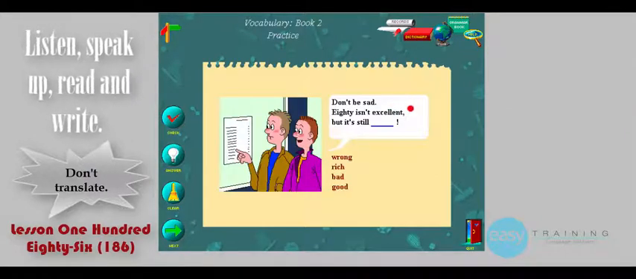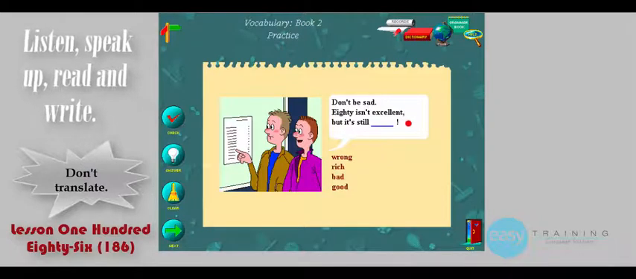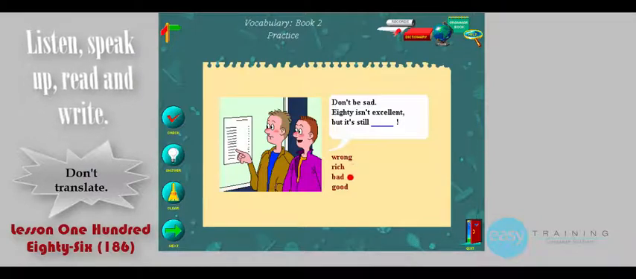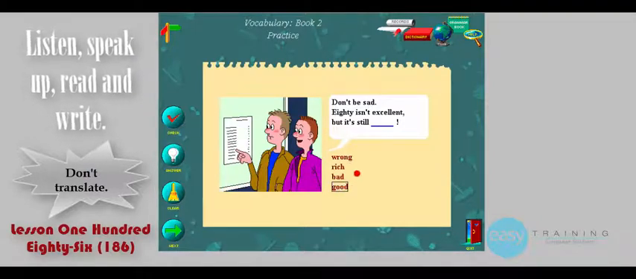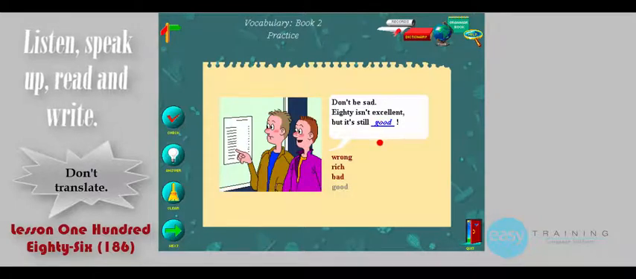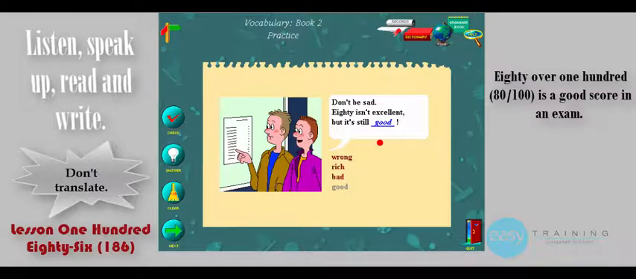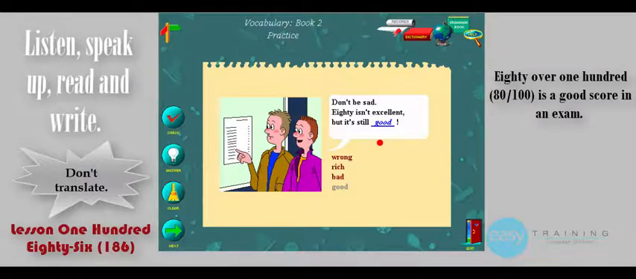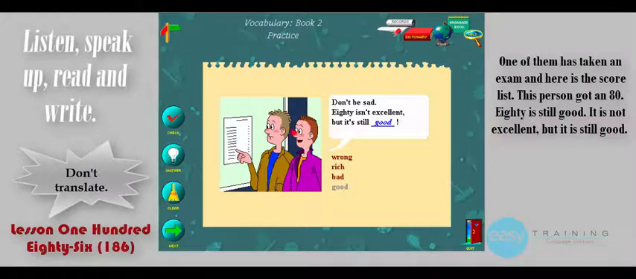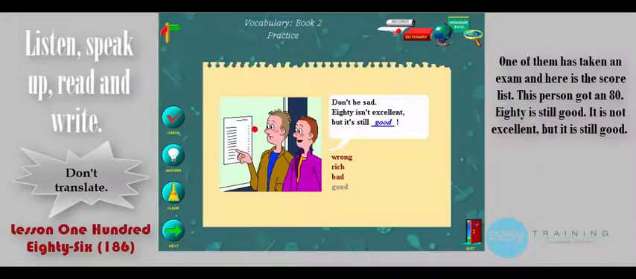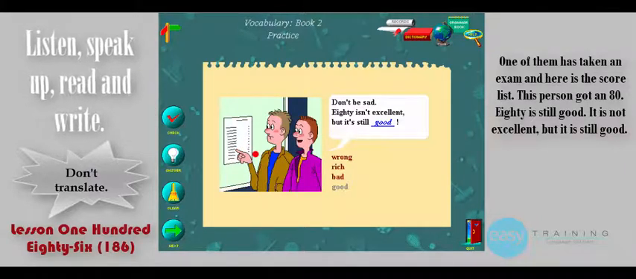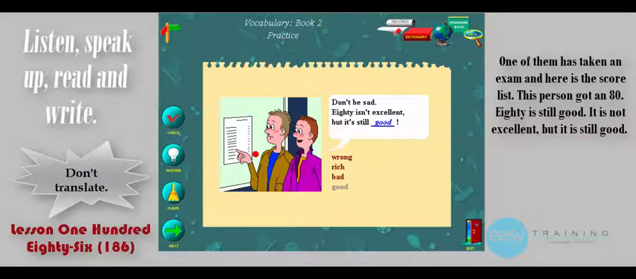Don't be sad. 80 isn't excellent, but it's still blank. It's still wrong, rich, bad, or good. Good is the correct choice. Don't be sad. 80 isn't excellent, but it's still good. Yes, 80 is good. 80 over 100 is a good score in an exam. One of them has taken an exam, and here is the score list, and this person got an 80. 80 is still good. It is not excellent, but it is still good.